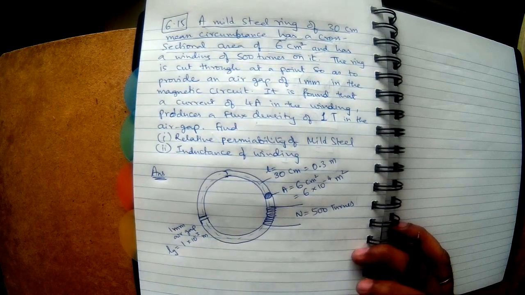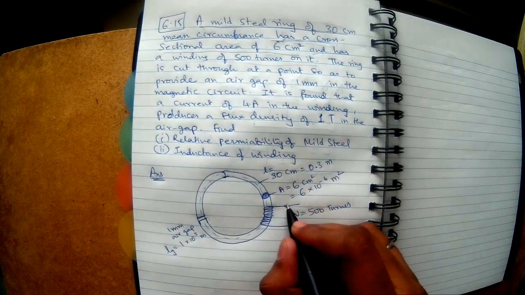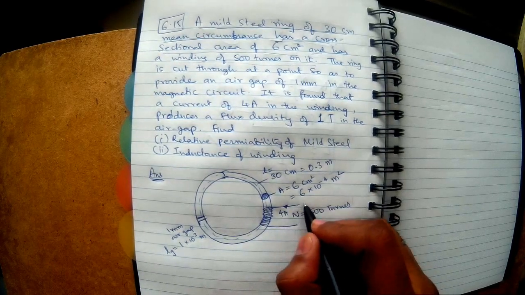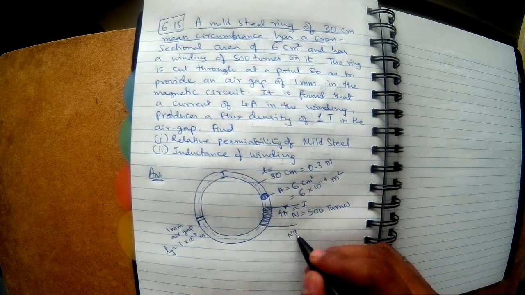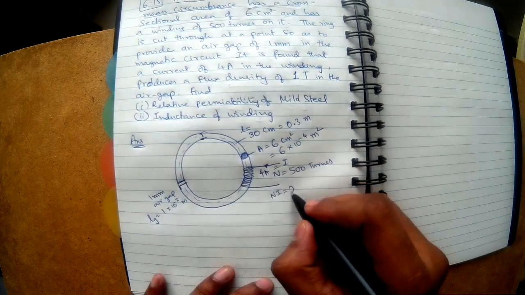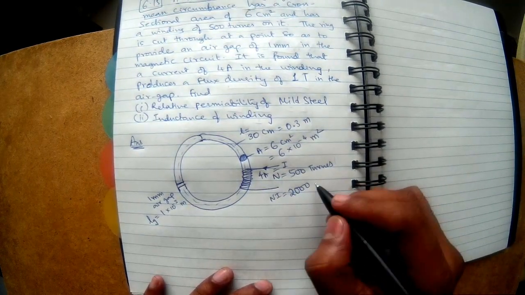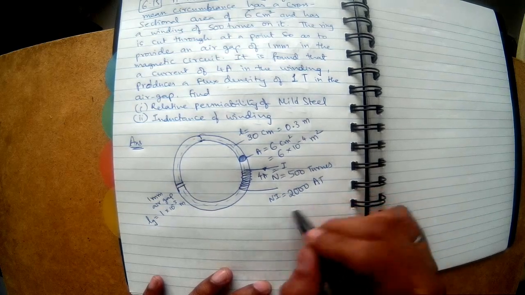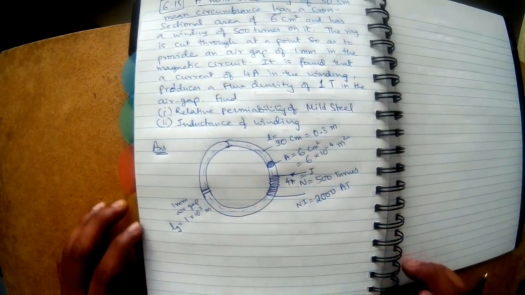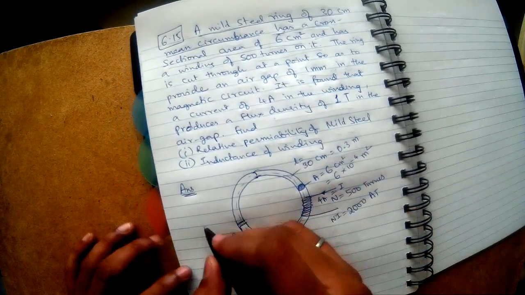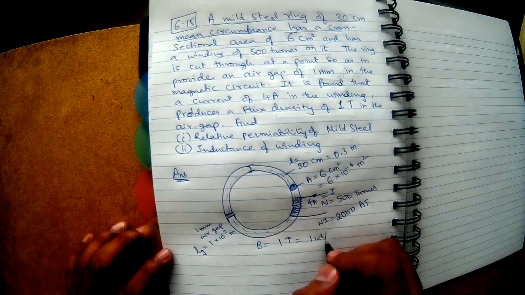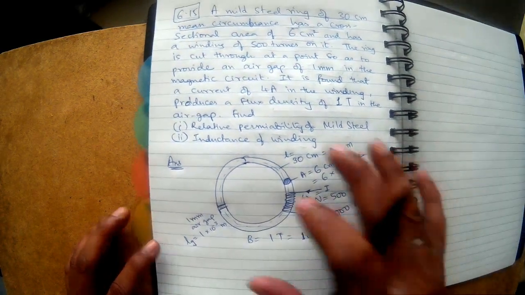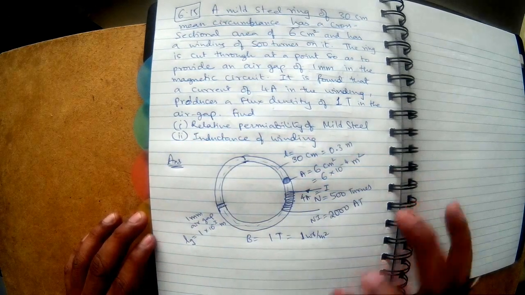It is found that a current of 4 amperes in the winding produces a flux density of 1 Tesla. So the current is 4 amperes. This is I. So what is my ampere turns? So Ni is nothing but 500 into 4, that is 2000. So 2000 ampere turns is creating a flux. Okay, so what is the flux density? Flux density B is 1 Tesla, okay, or 1 Weber per meter square. Okay. So now find relative permeability of the mild steel.